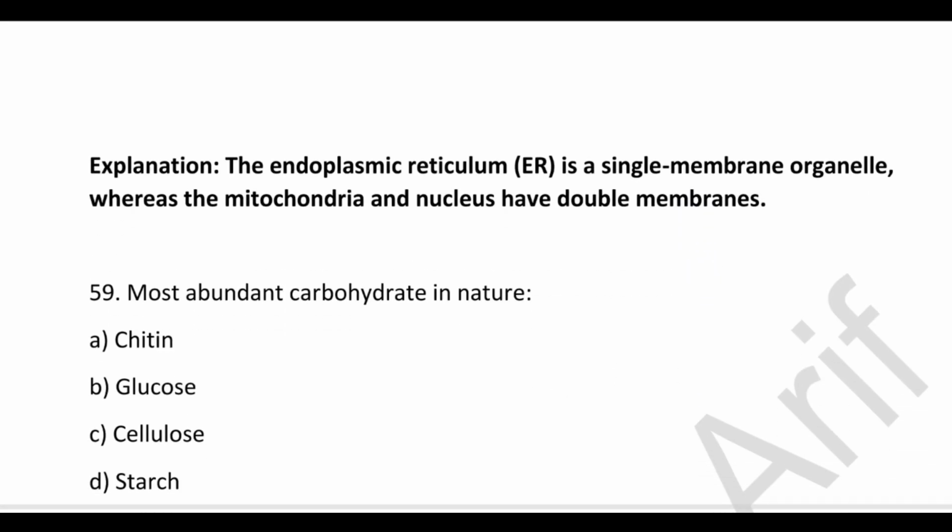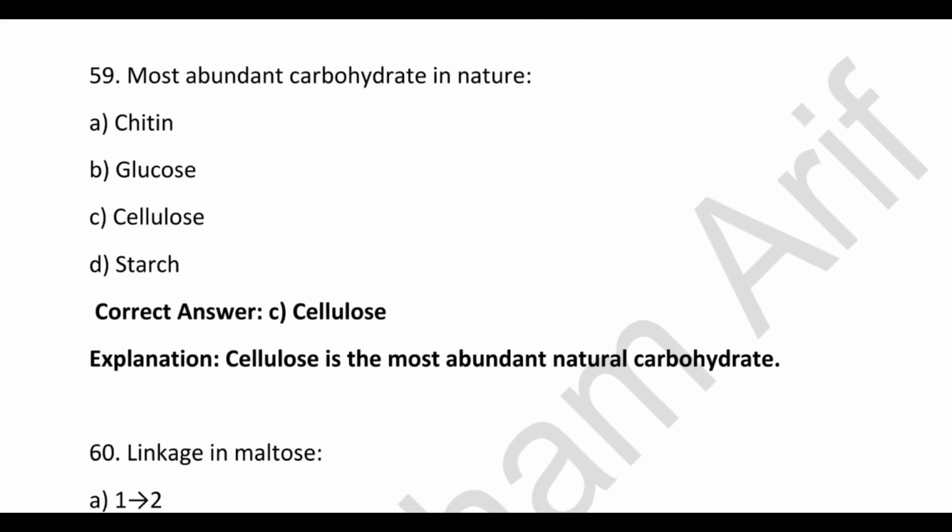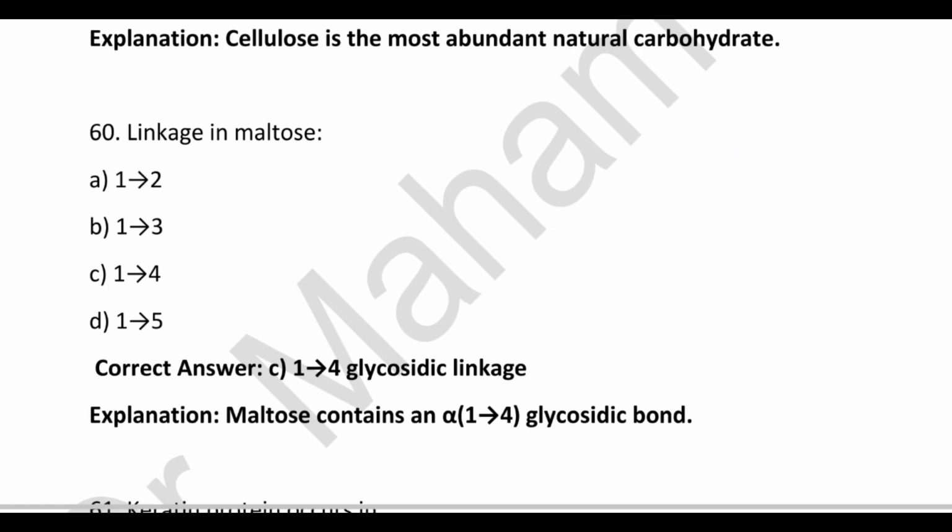Because endoplasmic reticulum is a single membrane organelle, whereas the mitochondria and nucleus have double membranes. Most abundant carbohydrate in nature is. Correct answer is option C, that is cellulose, because cellulose is the most abundant natural carbohydrate. Linkage in maltose is. Correct answer is option C, that is 1 to 4 glycosidic linkage.